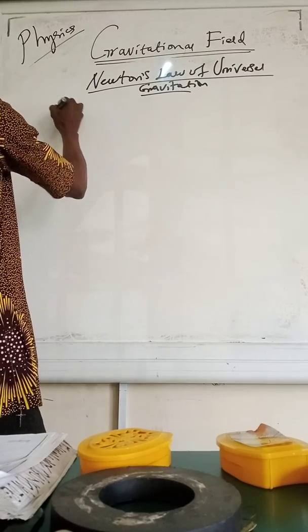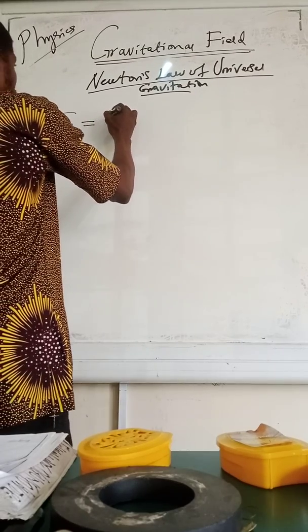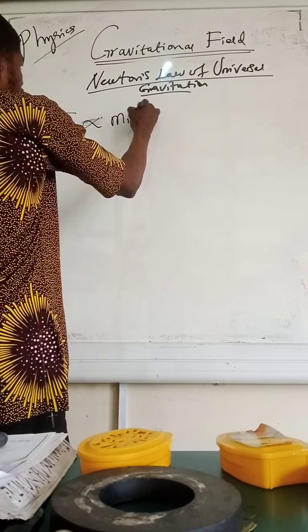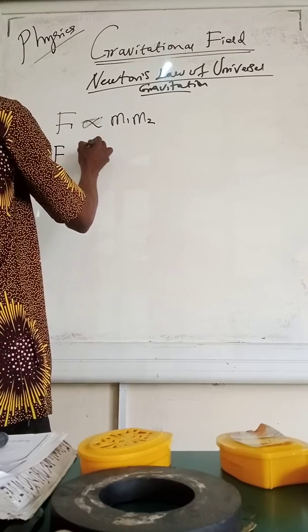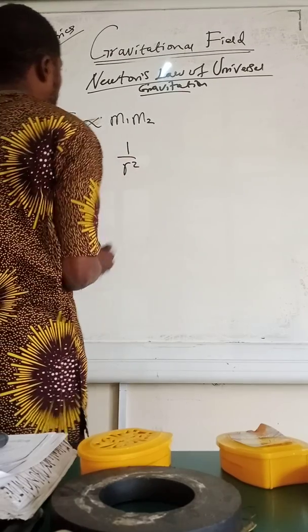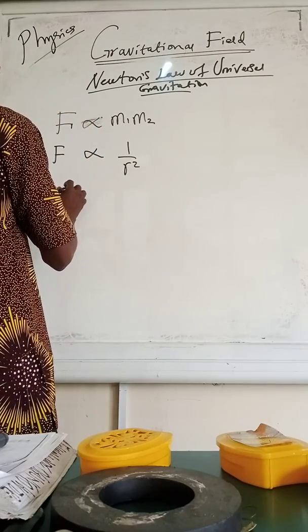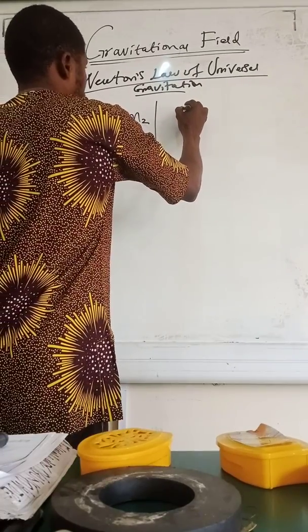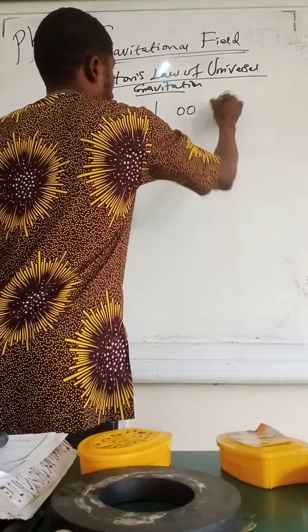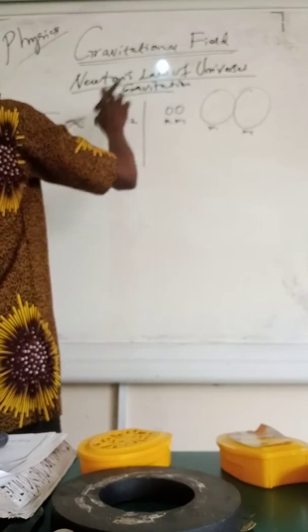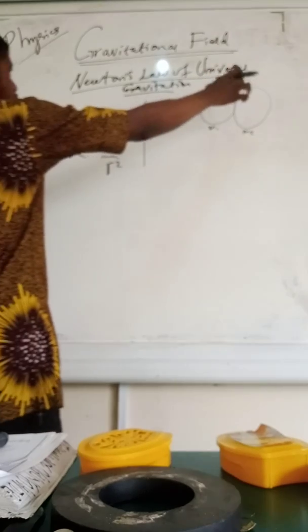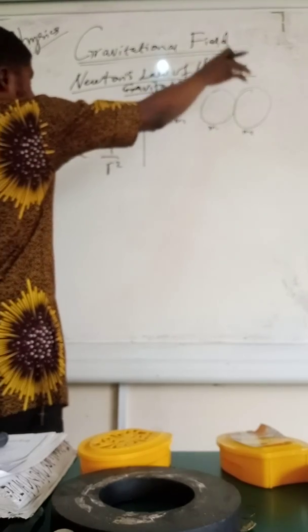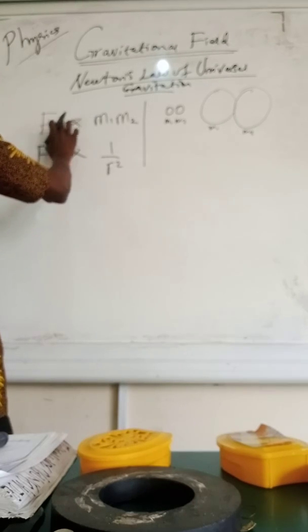Mathematically, you have F is directly proportional to m1, m2, and F is inversely proportional to r squared. What this law is saying is that, let me have something like this. The first part of the law is talking about the product of small masses and the product of bigger masses. This is m1, m2. Between these two masses, the force of gravity will be stronger on these masses than it will be on these masses. The bigger the masses, the greater the force of gravity.